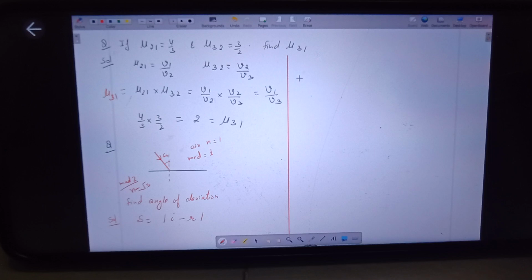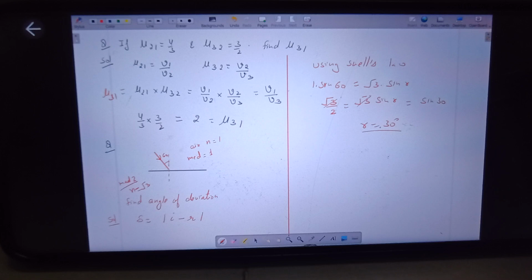So how can we do that? Using Snell's law. We'll get 1 into sin 60, where 1 is the refractive index of medium 1, into the sine of the angle the ray makes in that medium will be equal to the refractive index of medium 2, that means root 3 into sin r. Now what is the value of sin 60? Sin 60 is root 3 by 2. So that will be root 3 sin r equals root 3 by 2, when you cancel it, sin r will be equal to 1 by 2. We get here r equals 30 degrees. So now angle of deviation is i minus r, that is 60 minus 30, which is 30 degrees.